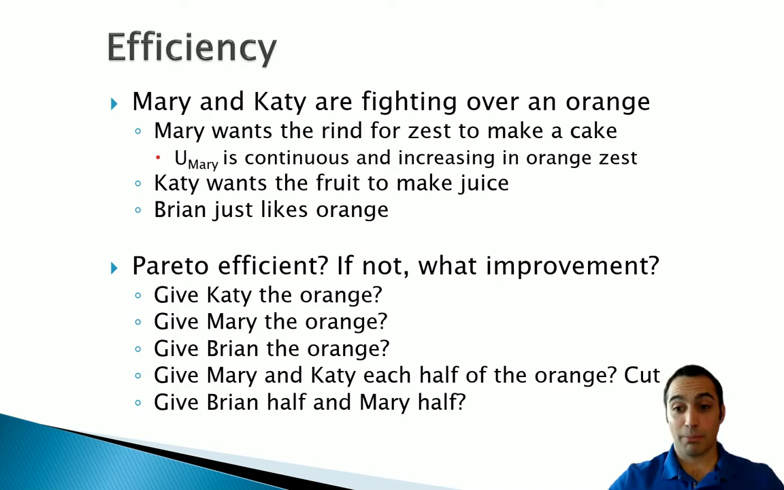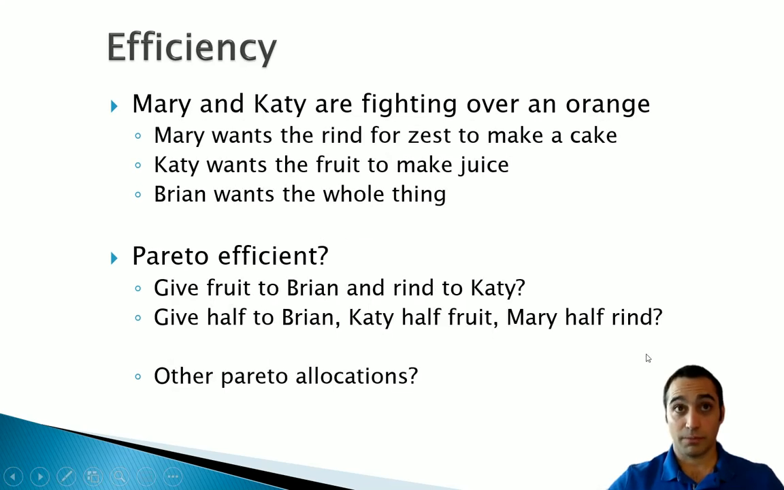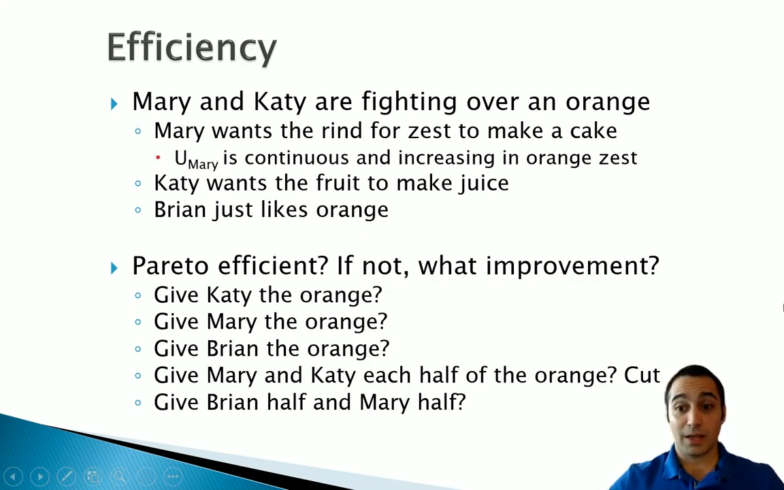And if it's not Pareto efficient, you must tell me what a Pareto improvement might be. That is, is there some way to reallocate that orange among the 3 individuals such that at least one of the individuals is better off and nobody is worse off? The 5 allocations we'll consider initially are going to be 1, give Katie the whole orange.